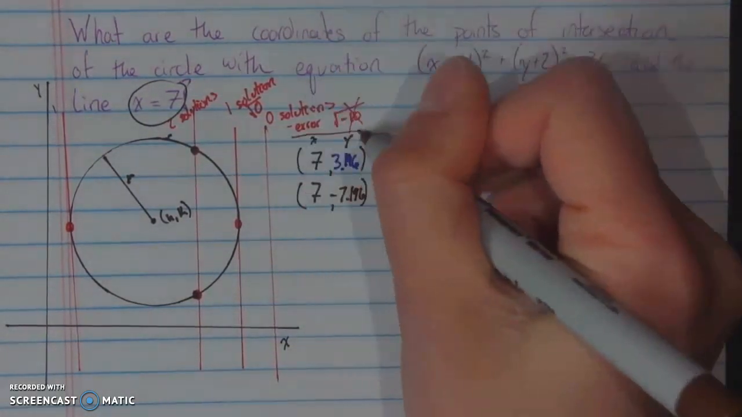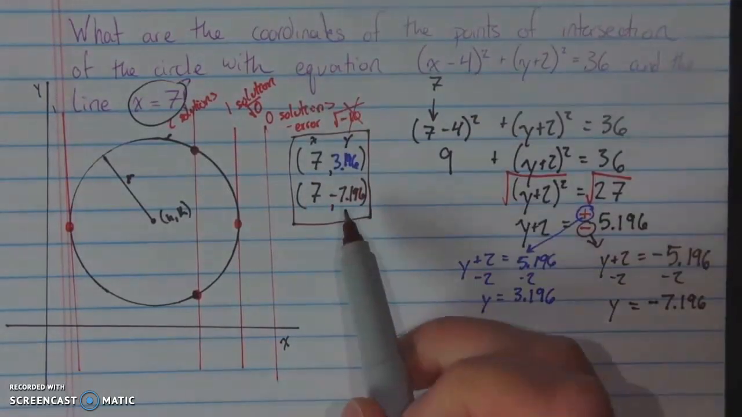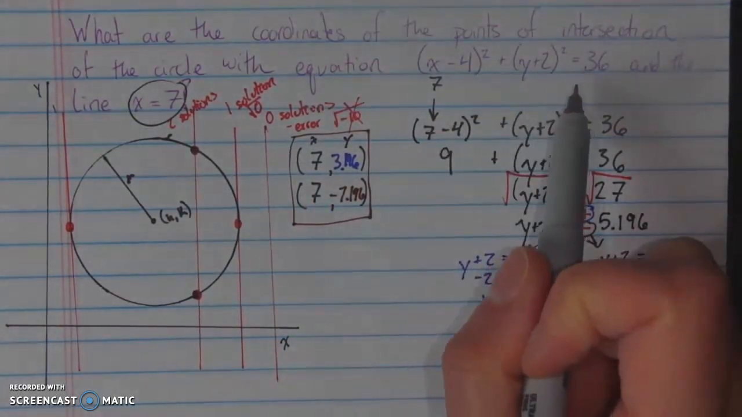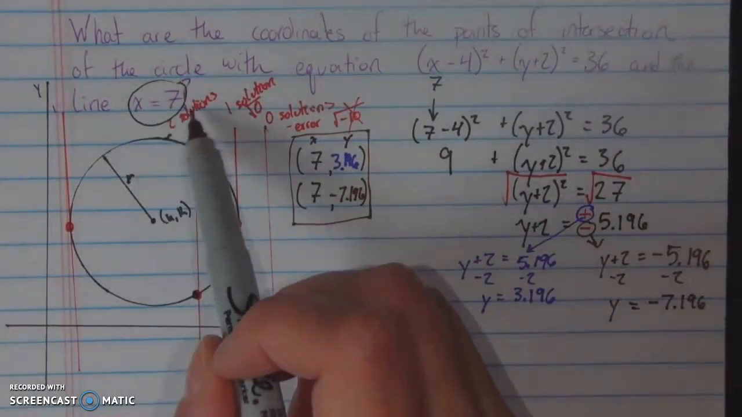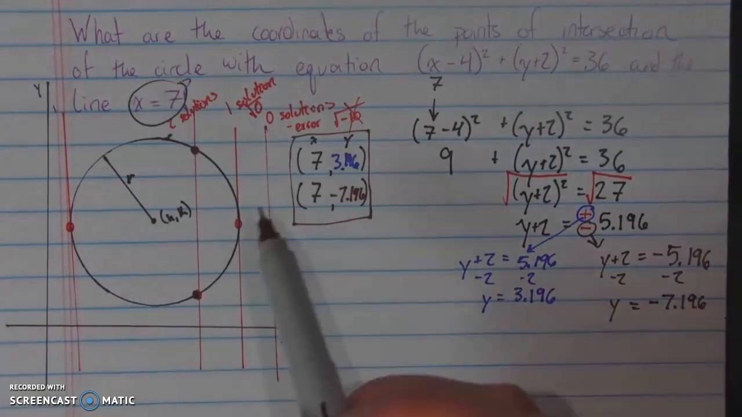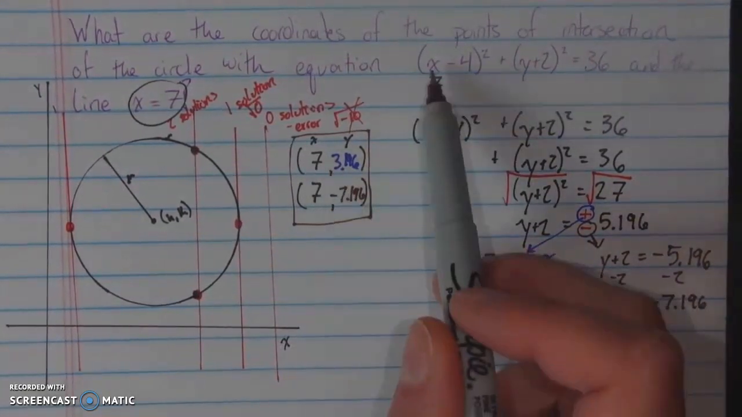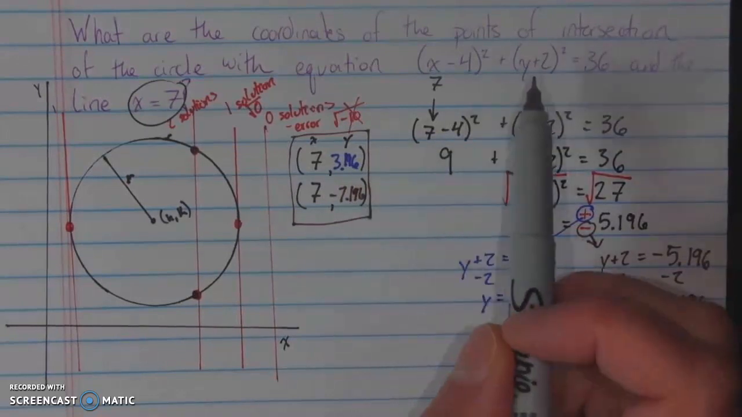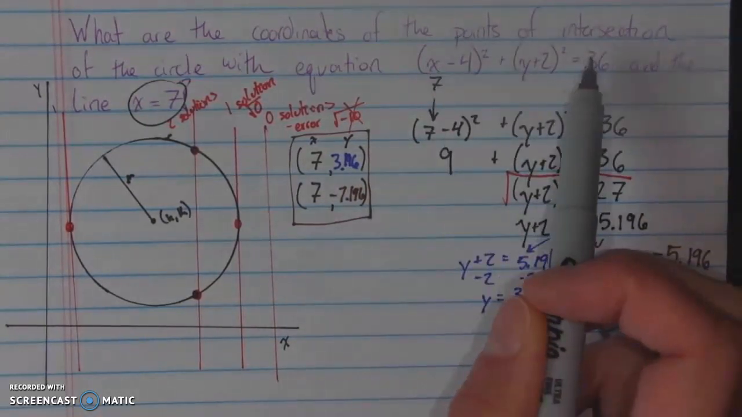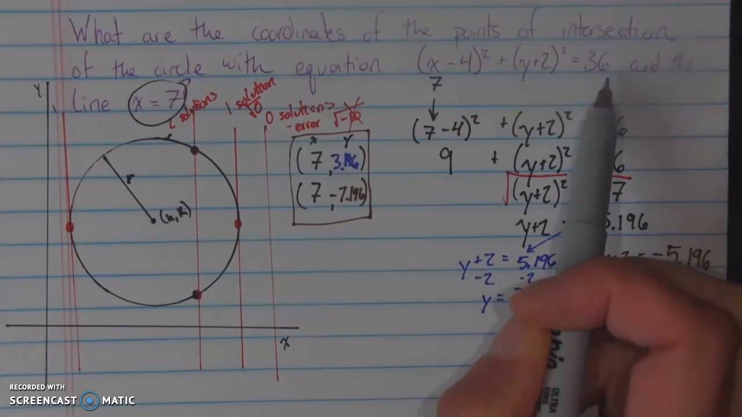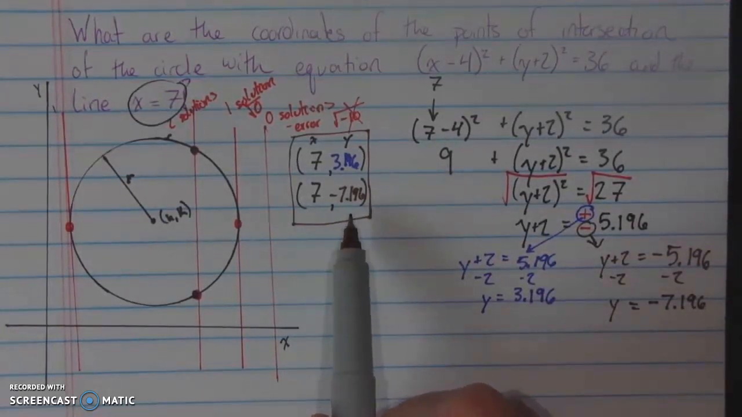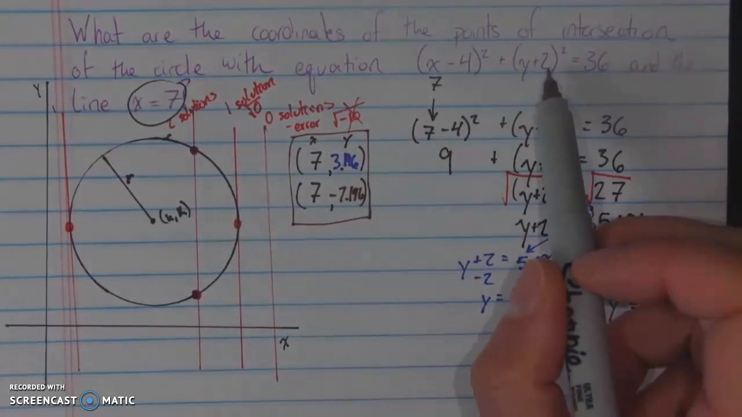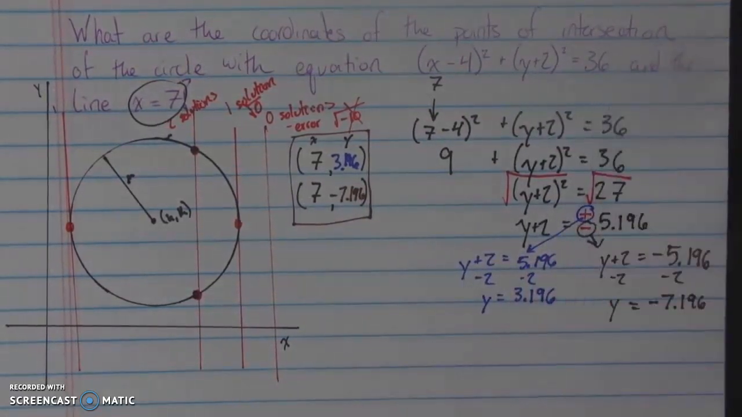Those are then the two points that satisfy these parameters, where they both are on the circle and they both are on the line x equals 7. If you want to be sure that you have it right, go ahead and put in 7 for x and 3.196 for y in your original circle equation, and it should give you an answer pretty close to 36, though there will be some rounding. Do the same thing with your second value, and again, watch that negative when you're putting it in, and that will again give you a value that's very close to 36.